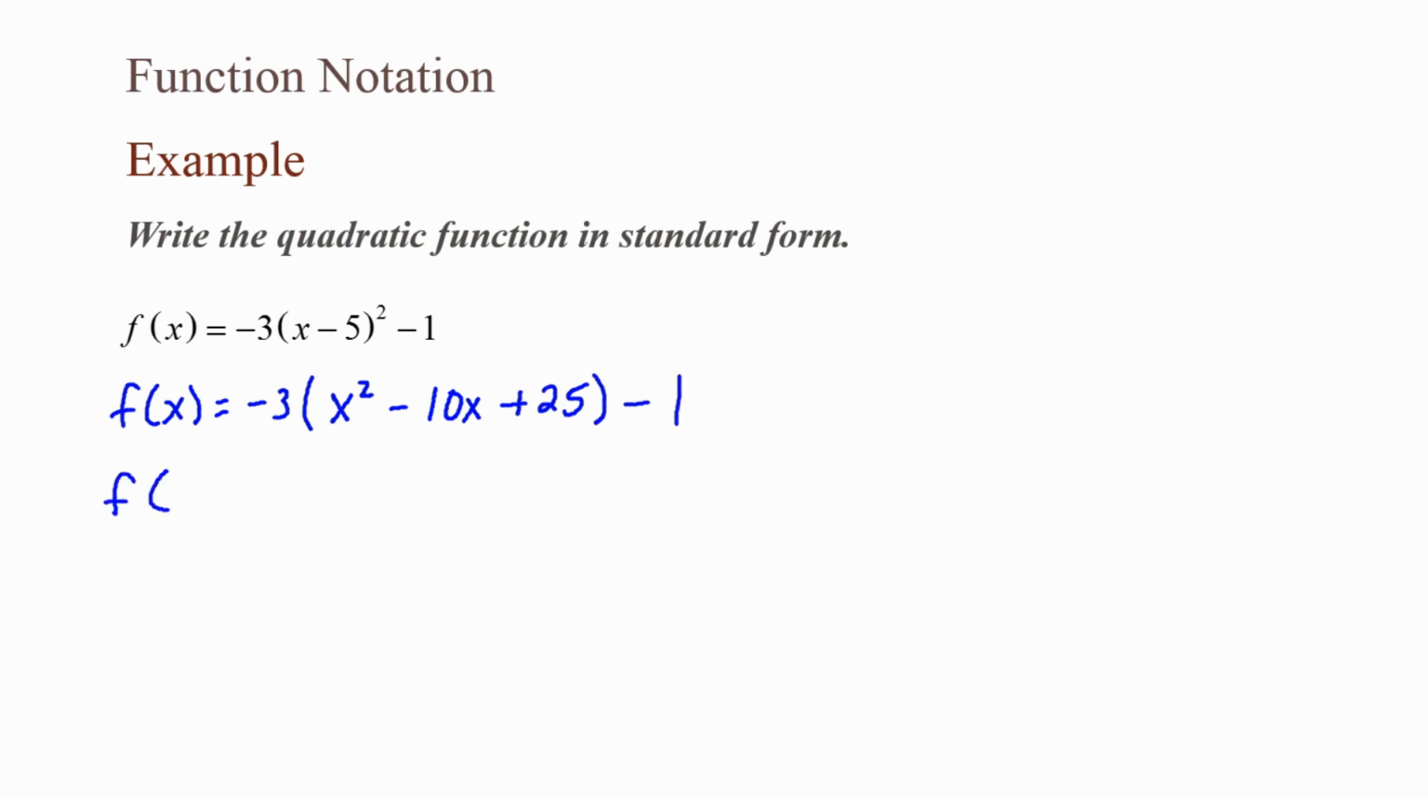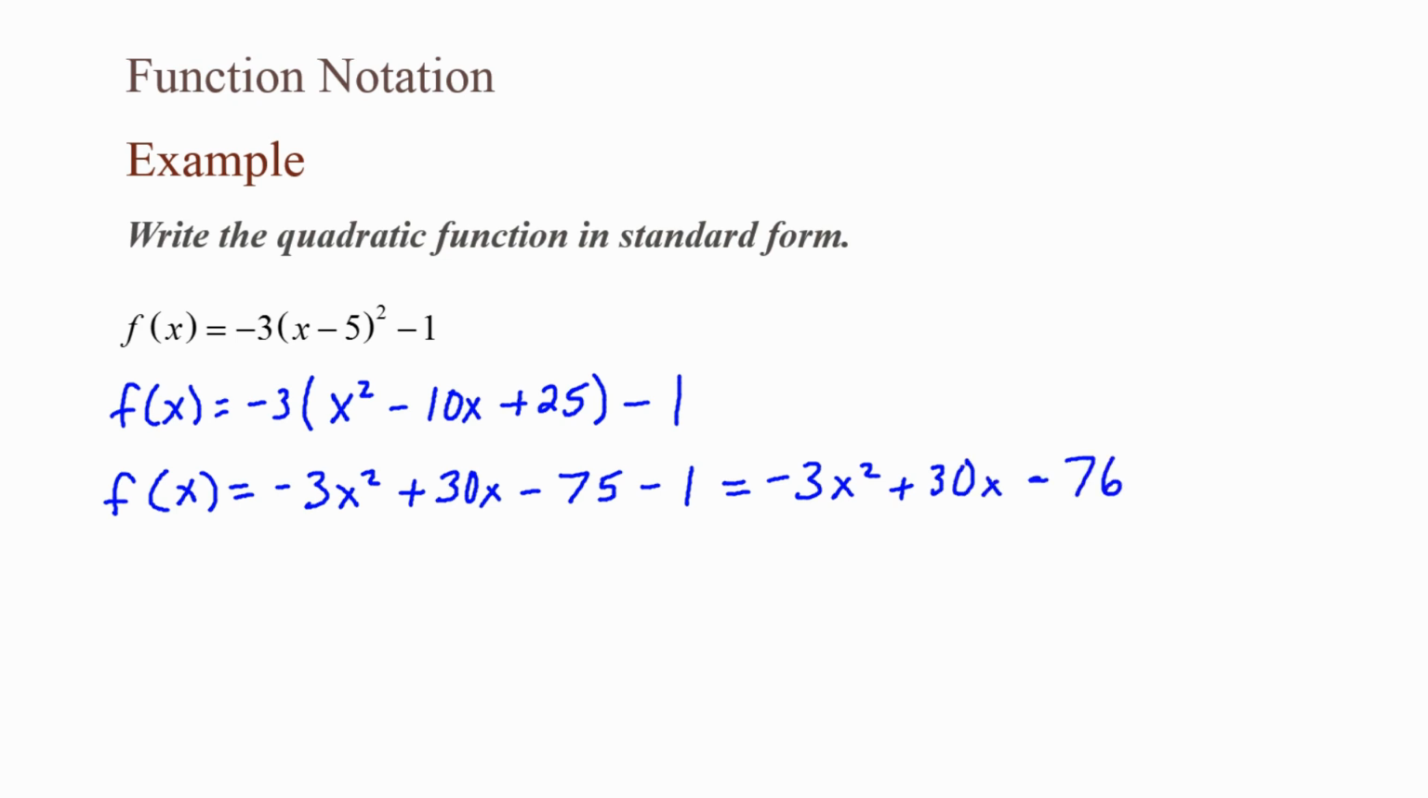Next, distribute the negative 3. Negative 3 times x squared is negative 3x squared. Negative 3 times negative 10x is a positive 30x. And negative 3 times 25 is a minus 75. Then bring down my minus 1. So my final answer, negative 3x squared plus 30x minus 76.